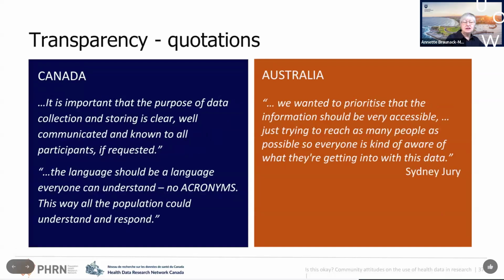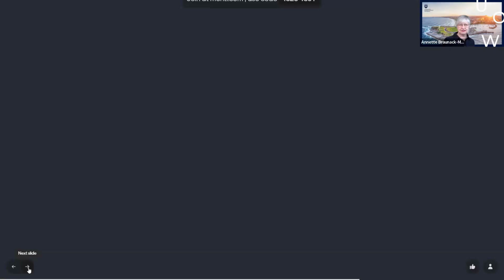So in Canada, participants said it's important that the purpose of data collection and storage is clear, well communicated, and known to participants if they request it. The language needs to be language that everyone understands. And in Australia, very similar. We wanted to prioritise that information should be accessible, trying to reach out to as many people as possible so everyone is aware of what they're getting into with this data.